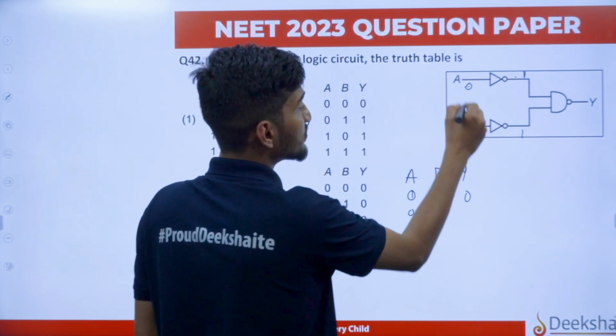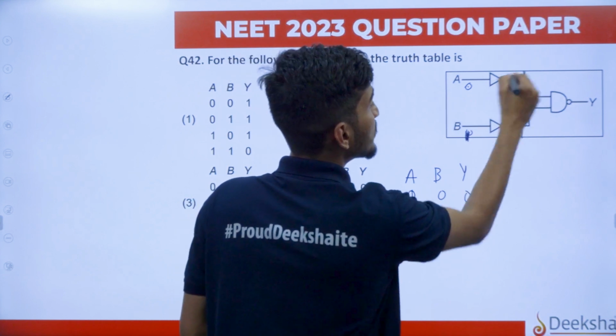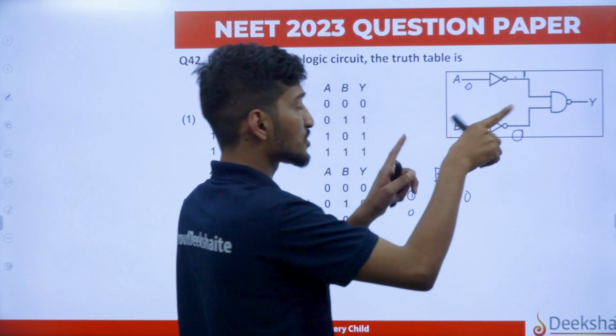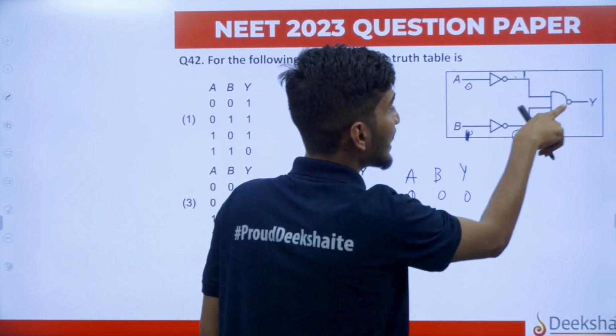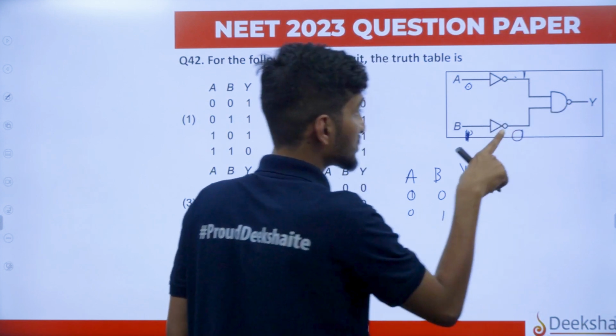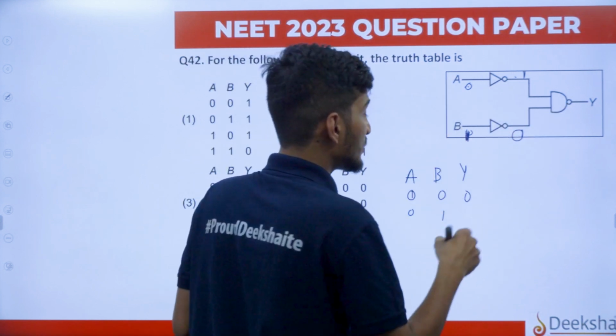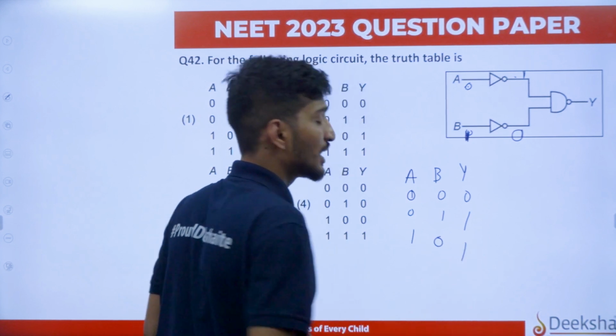So let's go to 0 and 1. Let's make it 0 and 1. 0 to 1, 1 to 0 because of the NOT gates. And then the NAND gate multiplies them. Multiplication is 0, flip it, which is 1. Same for 1, 0, which will also give 1.